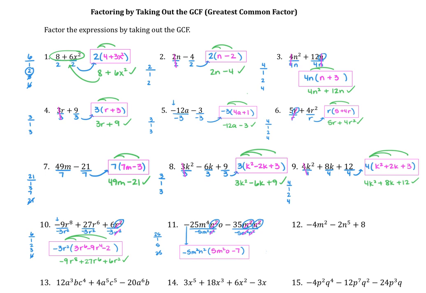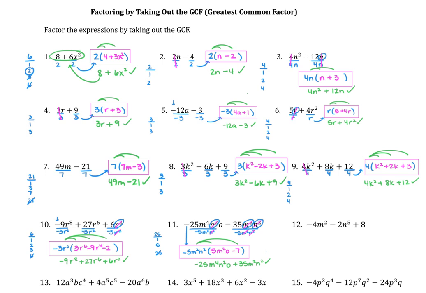Now I'm ready to check. -5 times 5 is -25. M squared times m squared is m to the 4th. No other n squareds, that comes down. No other o's, that comes down. -5 times -7 gives me +35, and then my variables just come down. It matches my starting problem, so I know I've done it correctly.